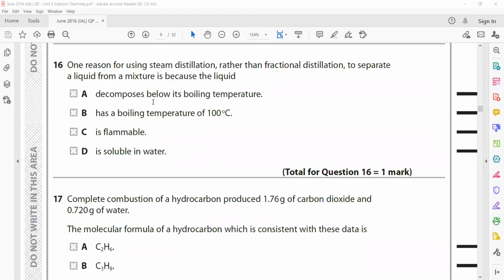One of the reasons for using steam distillation rather than fractional distillation to separate a liquid from a mixture is that if a substance decomposes below its boiling point, we normally use steam distillation, so that we obtain that substance without raising it to its boiling point. Otherwise, if you increase the temperature, that substance might decompose.